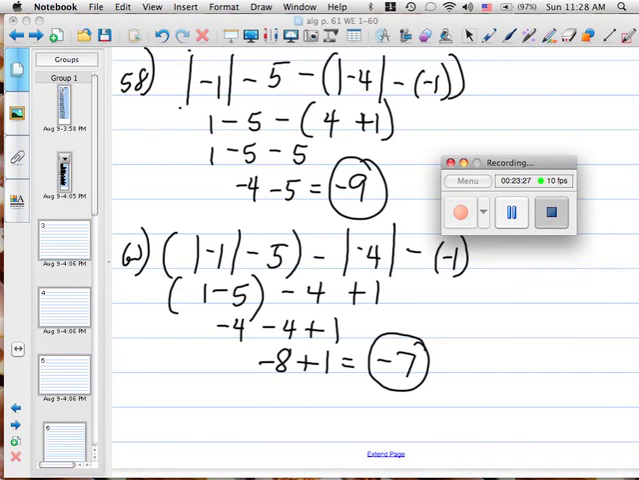And the last problem, 60, the quantity of the absolute value of C, which is negative 1, minus B, which is 5, minus the absolute value of A is negative 4, minus C, which is negative 1. So this is the quantity of 1 minus 5, since the absolute value of negative 1 is 1, minus the absolute value of negative 4, which is 4, minus a negative 1, which becomes plus a positive 1. 1 minus 5 is negative 4, minus 4 plus 1. So we have negative 8 plus 1, which is negative 7.